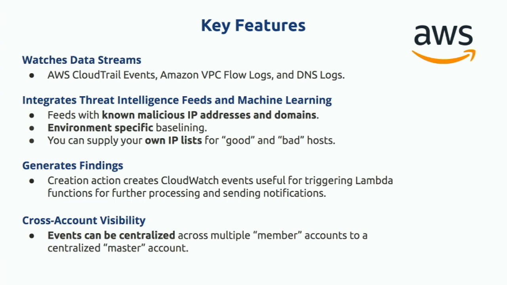So what things can they detect from that perspective? The known good IPs and domains, environment-specific baselining, which we'll talk a little bit about, and the IP list that you supply. And what they do is they generate those findings, they put those as CloudWatch events, which you then can build on Lambda functions and things to do your advanced alerting and advanced notification and other parts of the workflow.